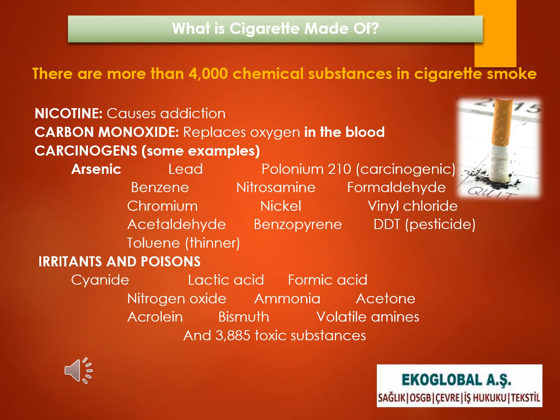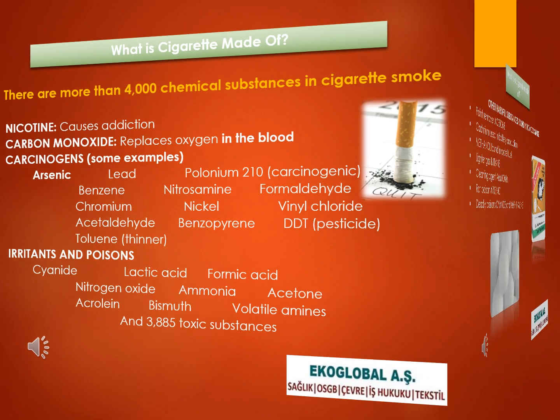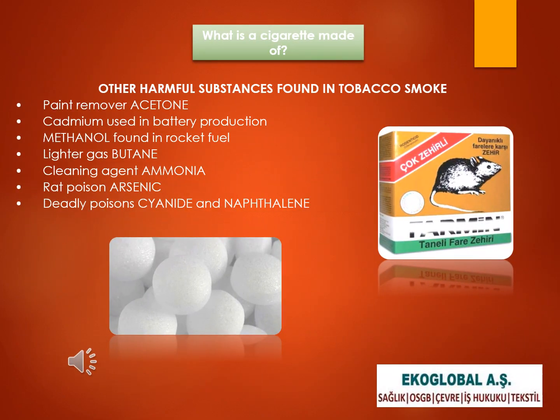There are more than 4,000 chemical substances in cigarette smoke. Cigarette smoke contains nicotine, carbon monoxide, numerous carcinogens such as arsenic, lead, polonium-210, benzene, nitrosamines, formaldehyde, chromium, nickel, and various irritants and poisons. There are other harmful substances found in tobacco smoke. Examples include acetone, cadmium, methanol, butane, ammonia, arsenic, and deadly poisons like cyanide and naphthalene.